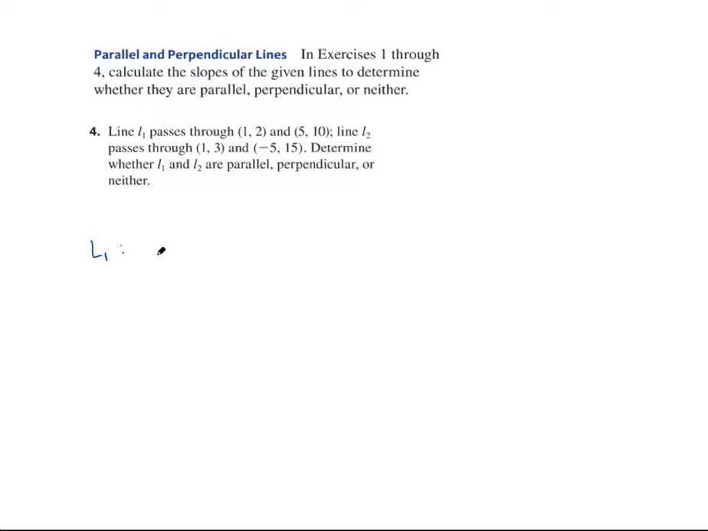So we're told that L1 passes through the points (1, 2) and (5, 10). I'm just rewriting the ordered pairs down here. And then we're also told that L2 passes through the points (1, 3) and (-5, 15). So if we want to know if L1 is parallel or perpendicular to L2, we need to check the slopes of each line.